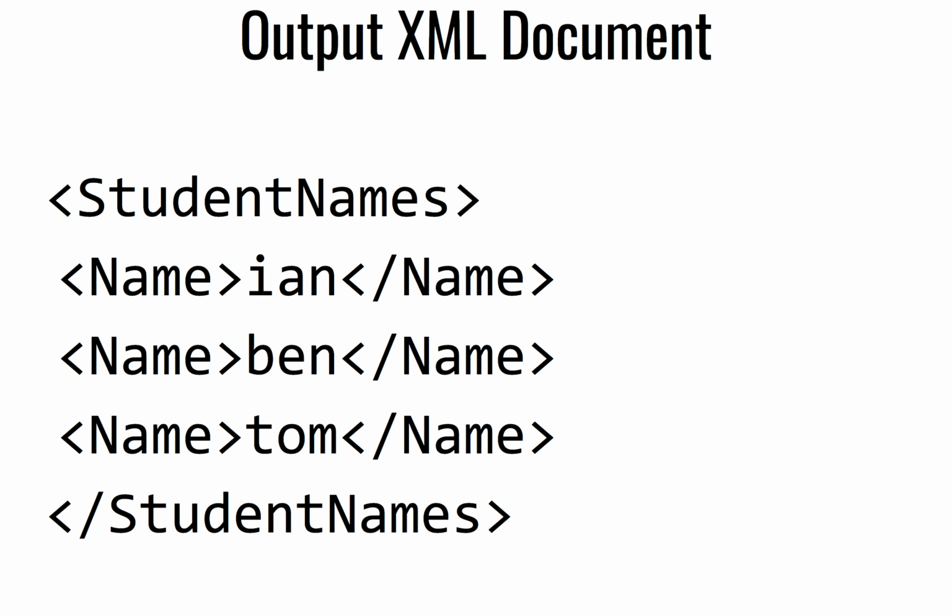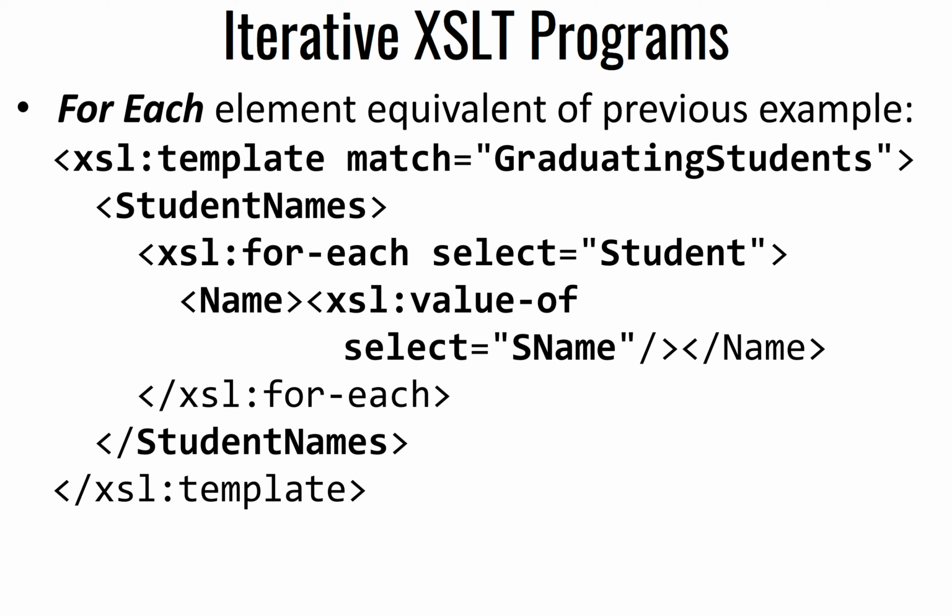There is instead an alternative implementation that uses an iterative approach as opposed to a recursive approach. Instead of creating these nested templates that trigger each other, you can use a for loop. You can say match the graduating students. When it matches, there's only one graduating students, so there's only one student names that gets generated as an output. Then it says, okay, I'm going to match the student elements inside of graduating students, and for every one that I find, I'm going to create a collection of all those nodes.